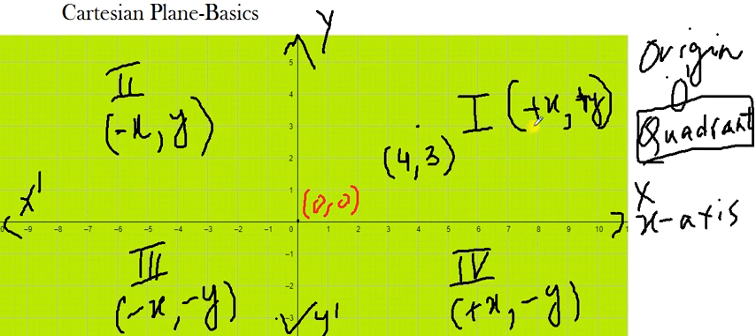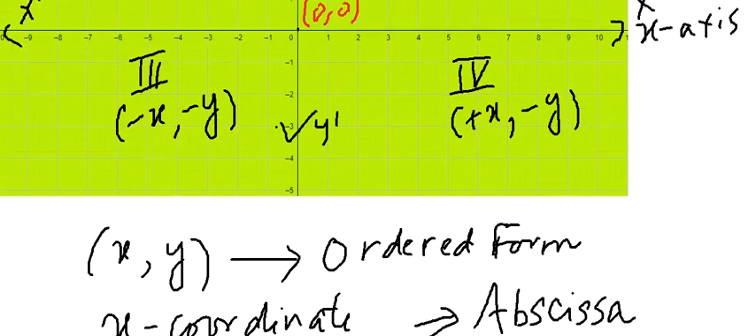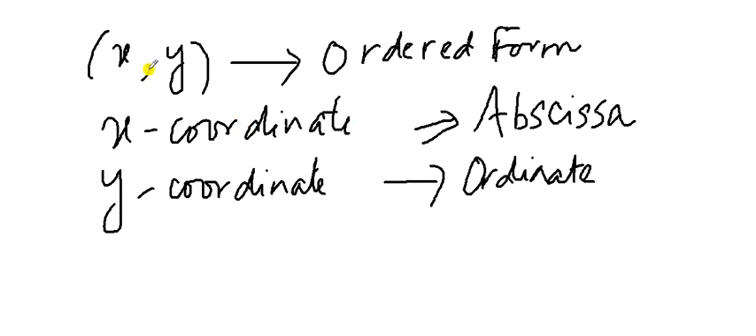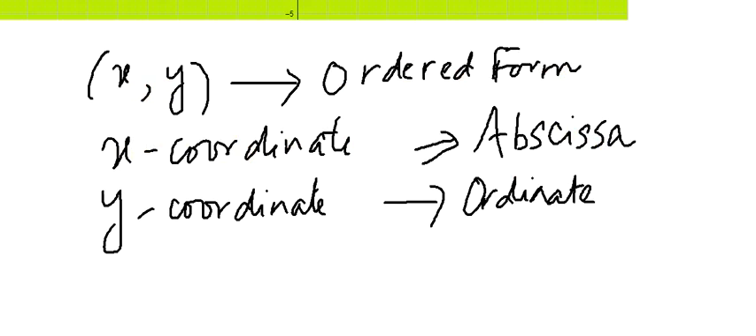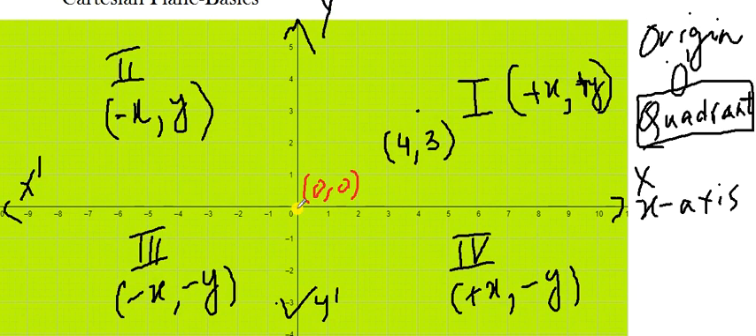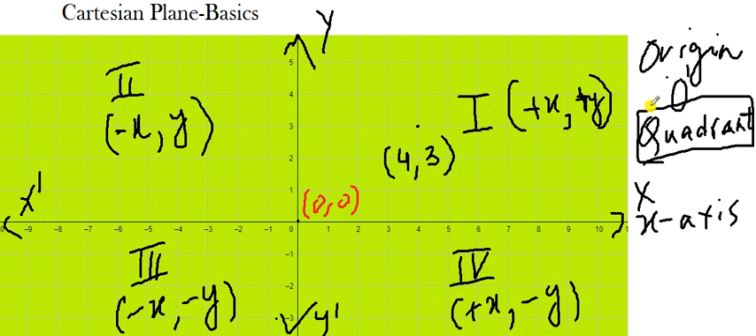And this is how we denote the address or the coordinates, which is called the ordered pair, where we write them in brackets, always putting the x coordinate first, followed by the y coordinate, with a comma in between. It's called the ordered form. For any point, the x coordinate is called the abscissa and the y coordinate is called the ordinate. And the coordinates of the origin are always (0, 0). Hope these basics are clear to everyone.